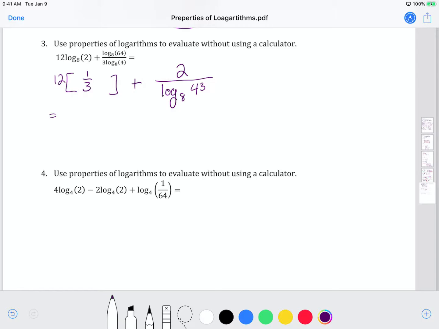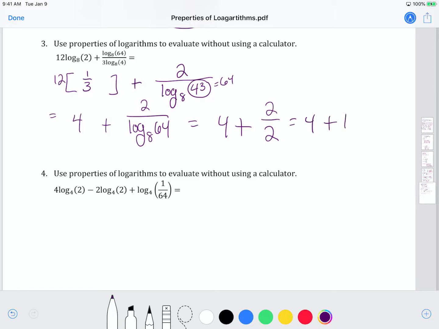I'm going to carry this down and clean this up a little bit. 12 times 1/3 is 4. Now log base 8 of 4 to the third. 4 to the third is 64. So this is log base 8 of 64. So now I have 4 plus, and this is now going to be 2 over 2 because 8 squared gives me 64. So log base 8 of 64 is 2. So this gives me 4 plus 1, and my final answer is 5.